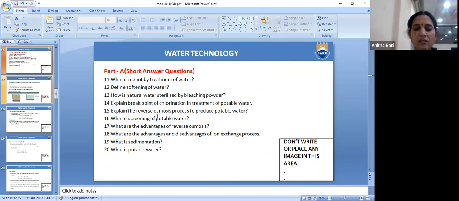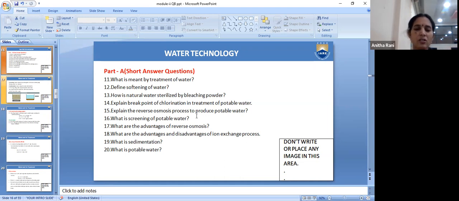Now, explain the reverse osmosis process to produce potable water. So you have to explain the method. We are taking one chamber and arranging a semi-permeable membrane in the middle of the chamber. On top of the chamber we will take seawater, and below we will take pure water.